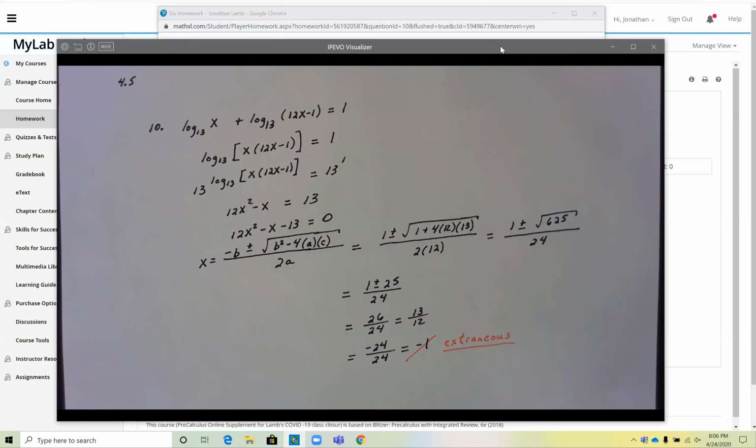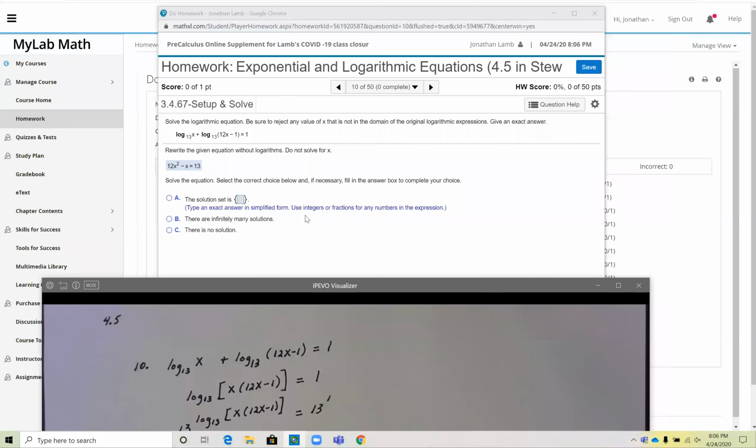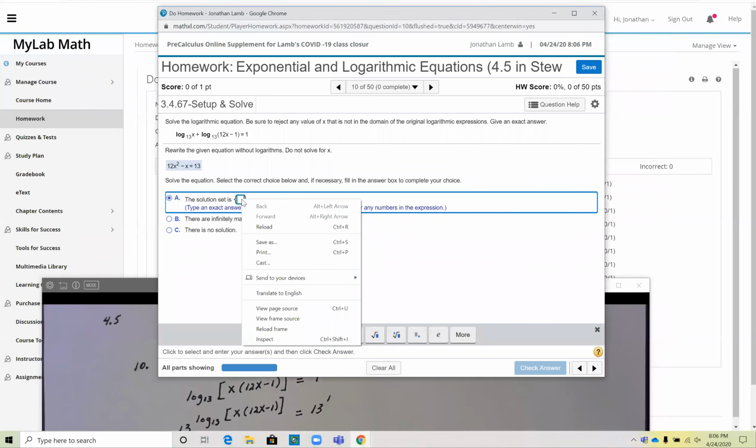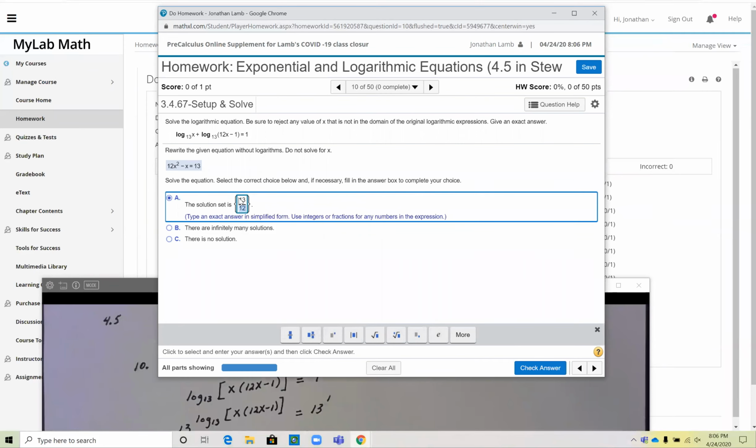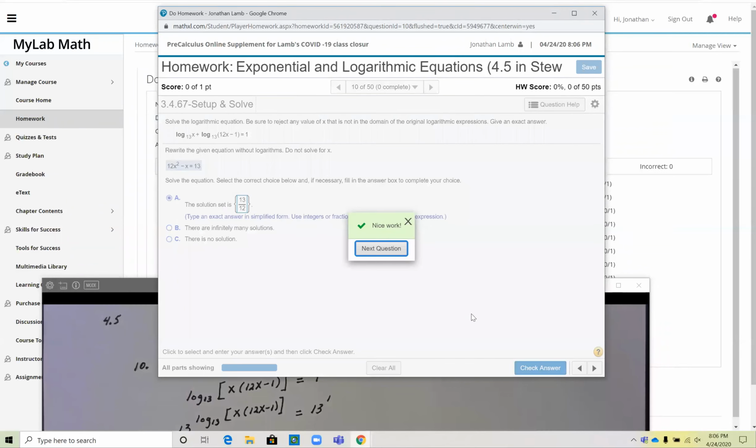And 13 over 12 will certainly be a solution. We'll go back in here and plug that in. 13 over 12. The other options were that there were infinitely many solutions. I can't imagine a problem that would have that as an answer. And there is no solution. That would be, what if both of these cause a domain restriction in your original function? That's possible, but this problem was not an example of that. It had the one solution, 13 over 12. We checked that answer, and it says nice work.